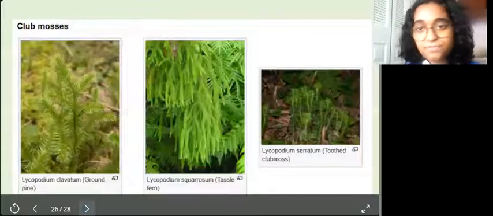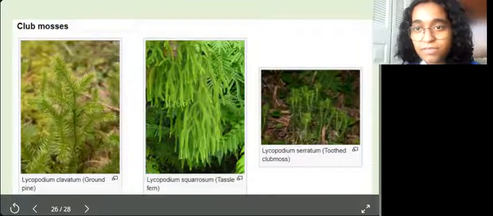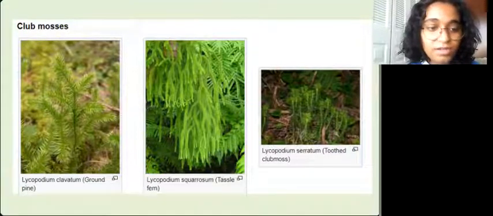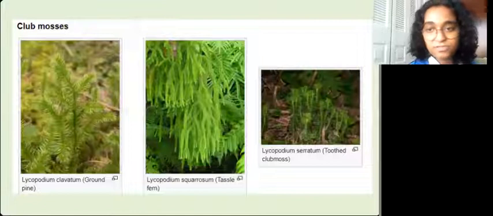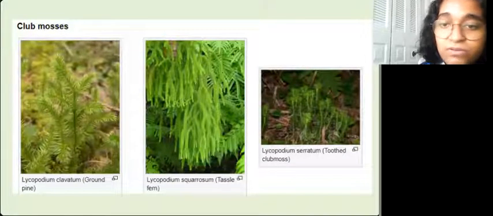Club mosses. Okay, just give me a minute. I put three pictures of club mosses. You can see them on the screen.